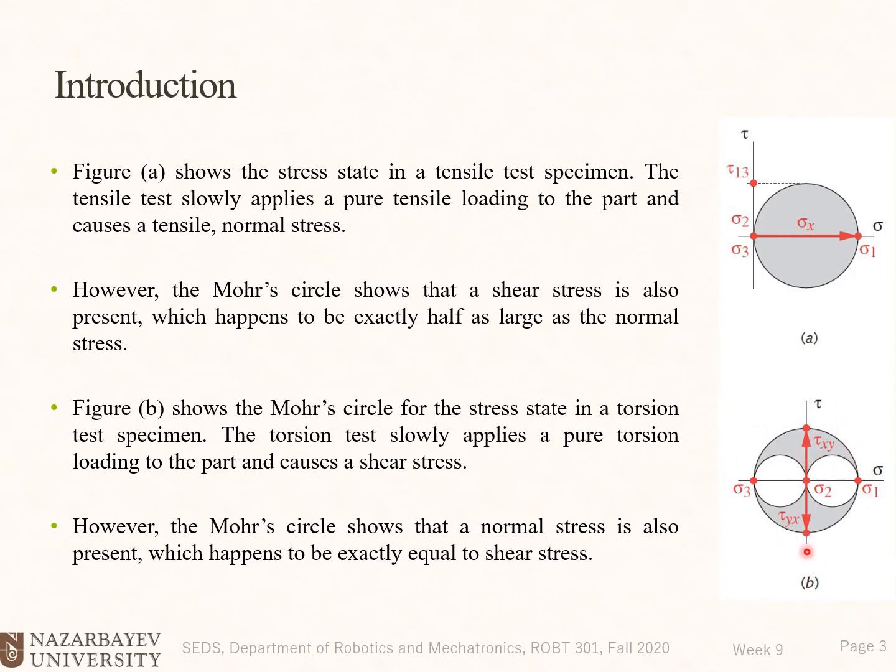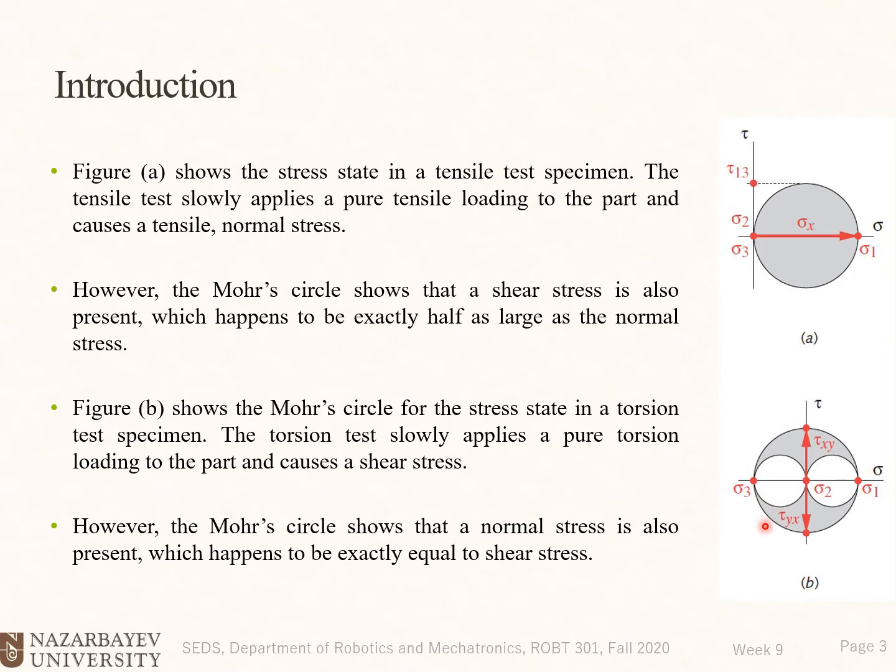For the pure torsion test, we apply tau xy, this is the applied stress, and that is also equal to the maximum shear stress. Principal normal stresses are sigma 1 and sigma 3, and they are located on a plane 45 degrees from the maximum shear stress. However, the Mohr circle shows that normal stress is also present, which appears to be exactly equal to shear stress. So this sigma 1 and sigma 3 are not applied stresses.